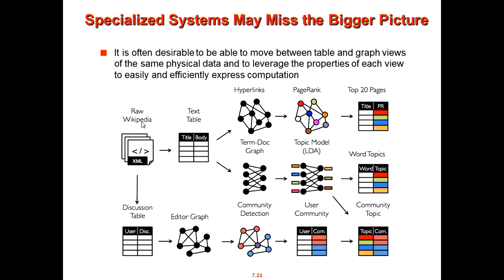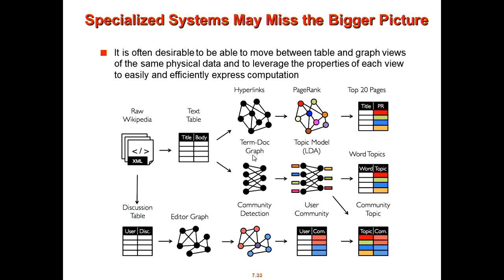Assume that we have the raw wiki web pages. It's based on HTML, right? So we can begin by analyzing the HTML into a text table, with the title and the page body. Next, we can have different types of graphs, such as hyperlinks. In Wikipedia, a page may point to content from another page. So we can create a hyperlink graph, a directed graph. Based on this hyperlink graph, we can run PageRank to compute the important pages.